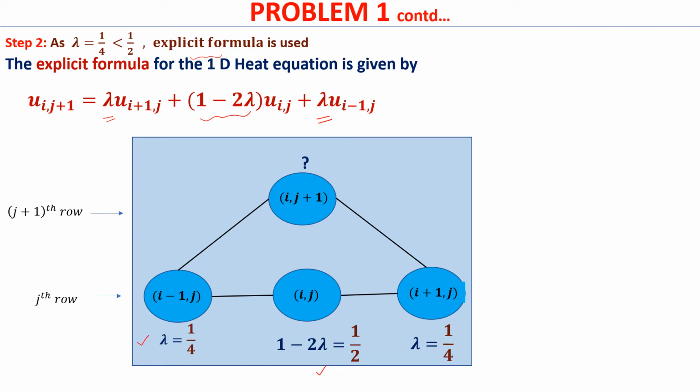So what is the formula now? The unknown will be equal to 1 by 4 times the previous value, plus 1 by 2 into the ij value, plus 1 by 4 into the right side value. I add up all the three and that will be the value of the question mark. So it's something like this. Suppose I have a value like this here and this is my question mark and I have the value given to me in this box.